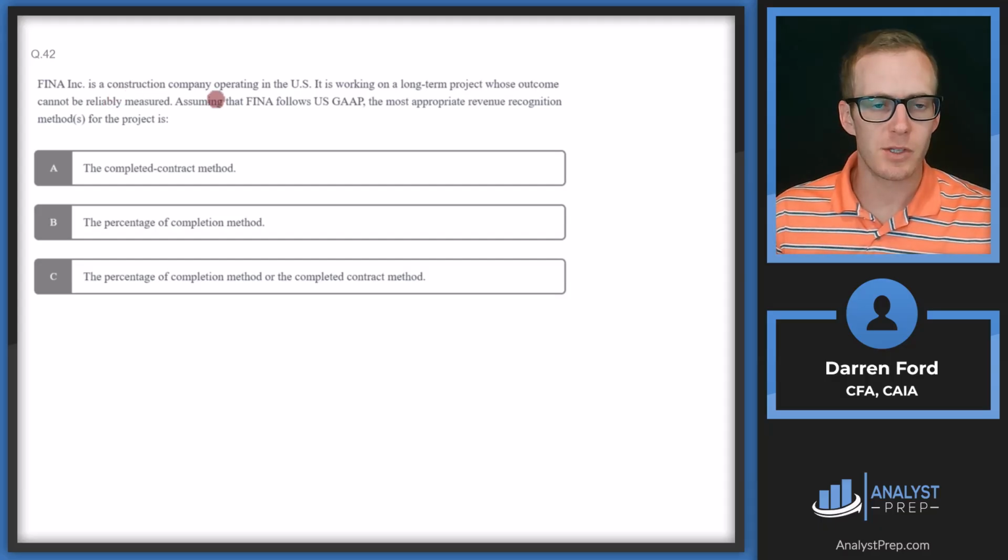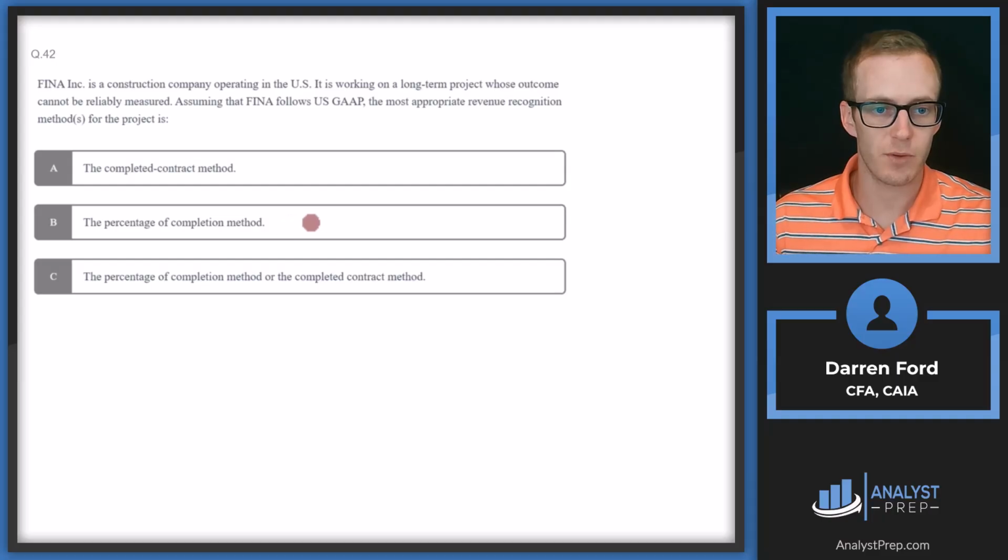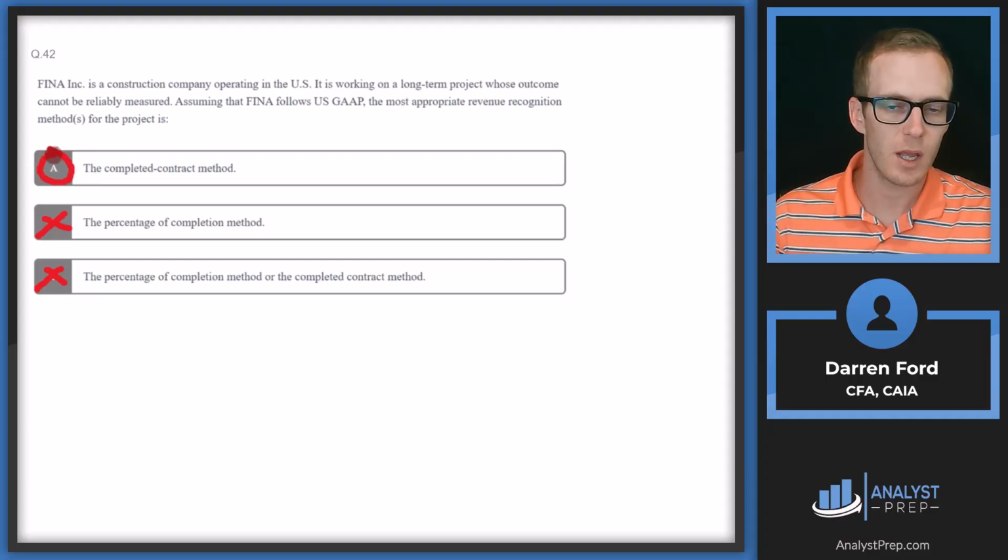FINA Incorporated is a construction company operating in the U.S. It is working on a long-term project whose outcome cannot be reliably measured. Assuming that FINA follows US GAAP, the most appropriate revenue recognition method for the project is A, the completed contract method, B, percentage of completion method, or C, percentage of completion method or the completed contract method. So for these types of projects, we're going to go with answer A. The completed contract method is going to be our best option here.